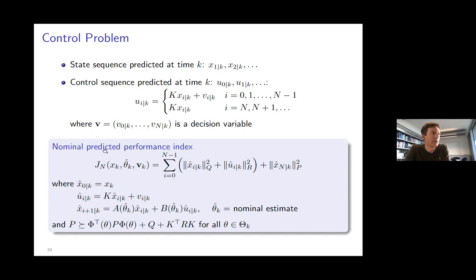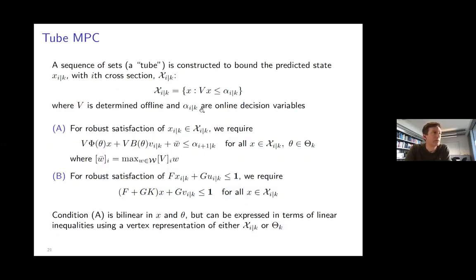Okay, so the performance index here is defined in terms of this point parameter estimate, and we can define a set of robust constraints based on a tube which bounds the predicted sequences of states for all the possible uncertainty that's parameterized by our uncertain set, our set that contains the current parameter estimate.